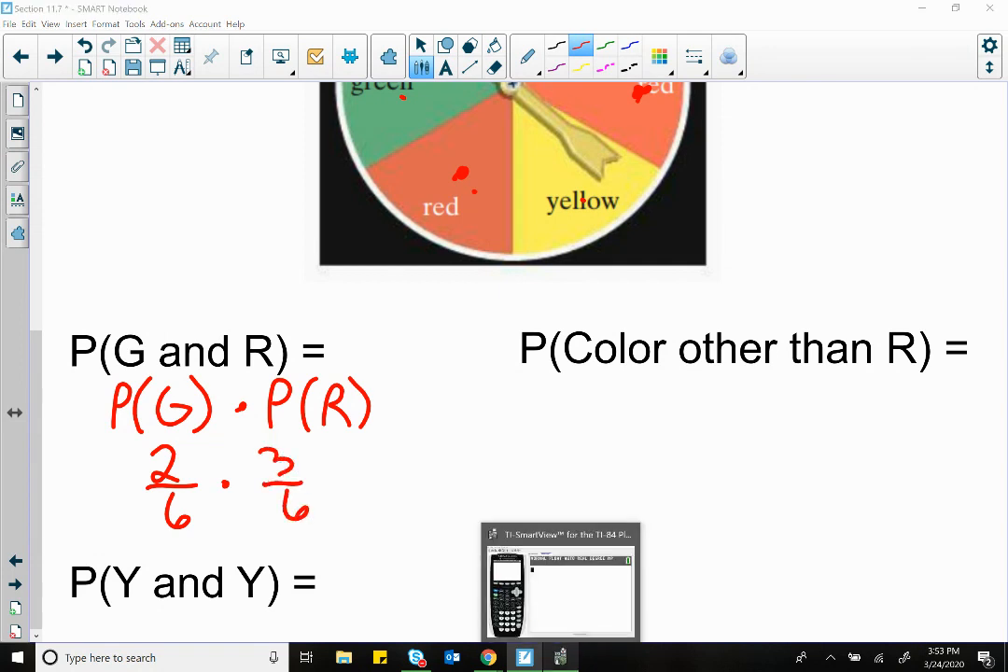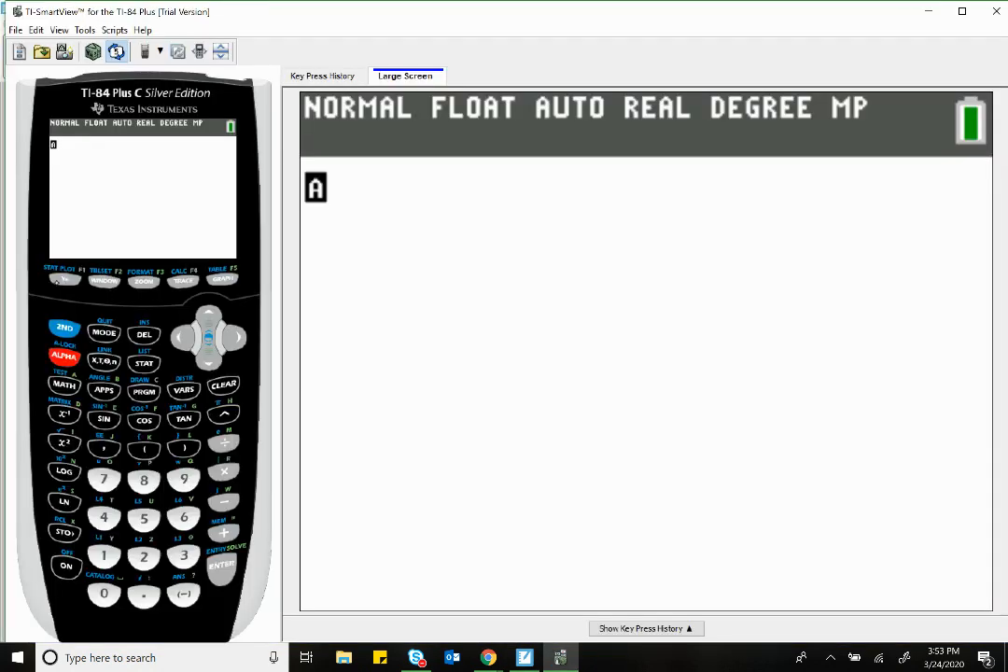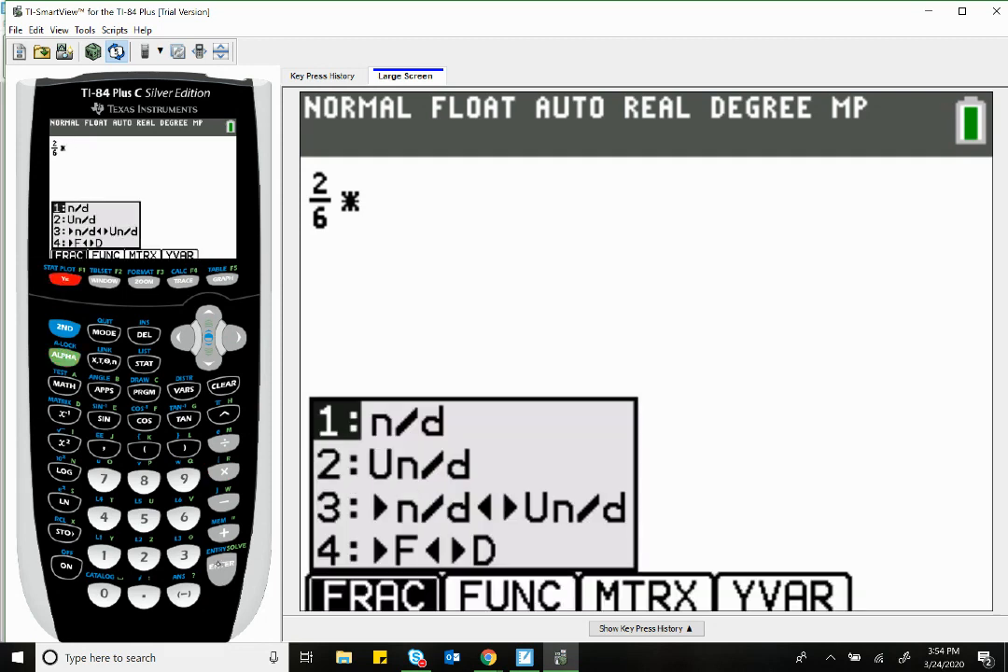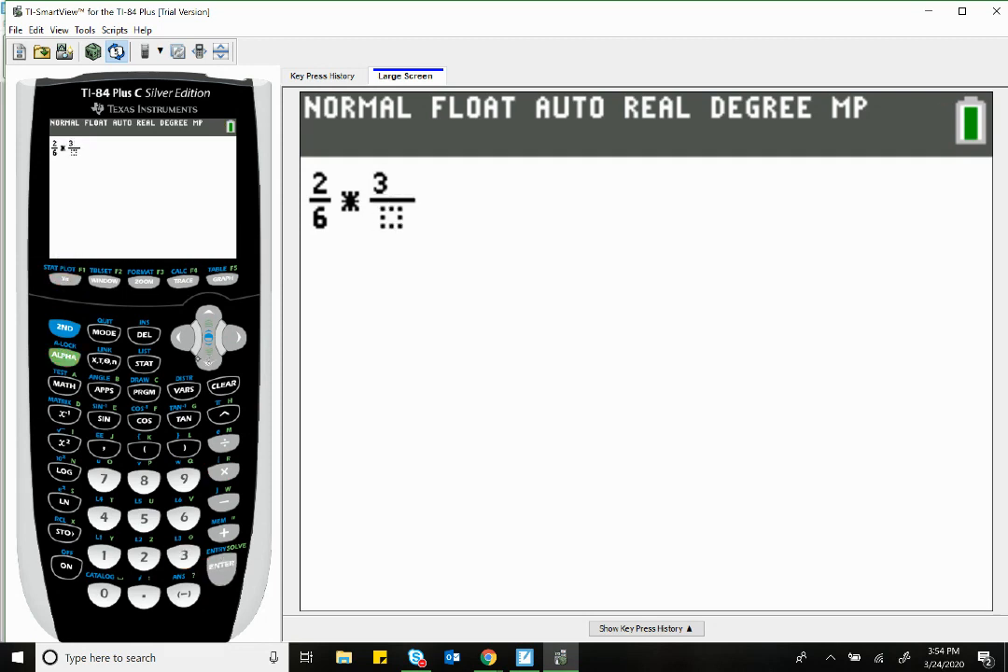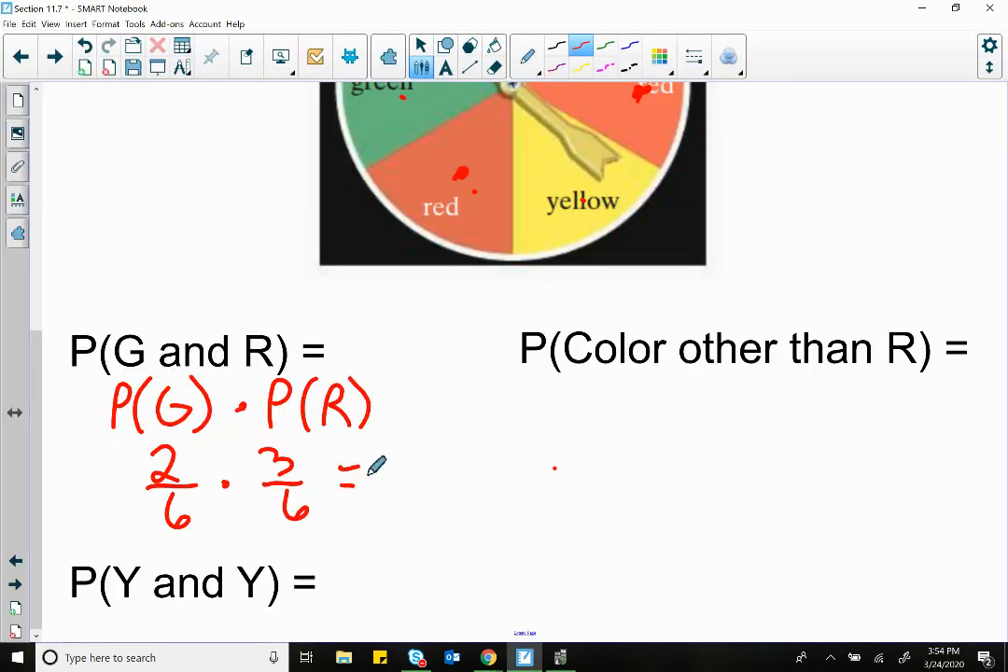So we're just going to go straight into our calculator and let it do its dancing. Alpha y equals 2 greens out of 6 times alpha y equals 3 reds out of 6 spaces. Hit enter, and there's the probability for spinning a green and then spinning a red, which is equal to 1/6. There we go.